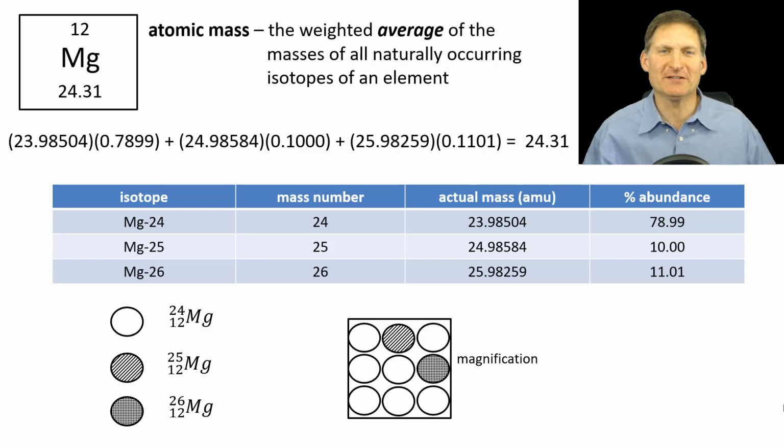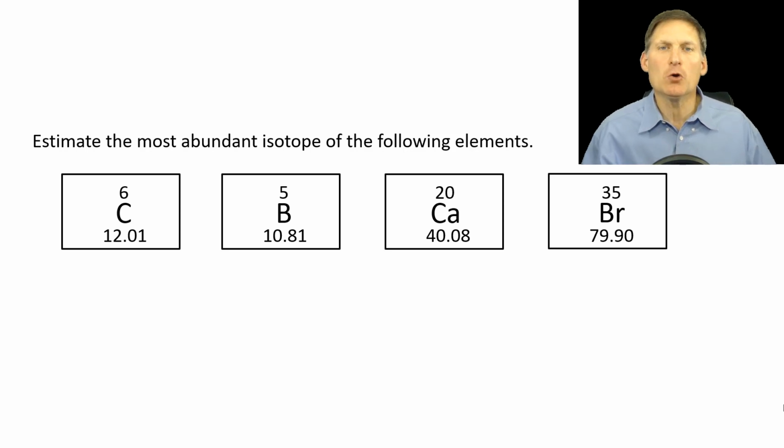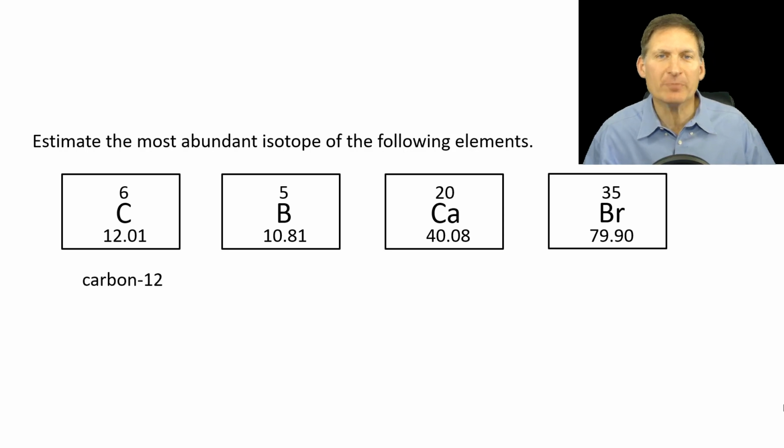Let's apply that idea to the next question. Consider the four elements you see here. We'll estimate the most abundant isotope of all four, but let's do the first one together, carbon. Since the atomic mass is 12.01, we can predict the most abundant isotope is carbon-12. Just pick the whole number closest to the atomic mass. That method won't always give the correct answer, and we'll see why in a moment, but it usually will. Stop the video now and do the last three.